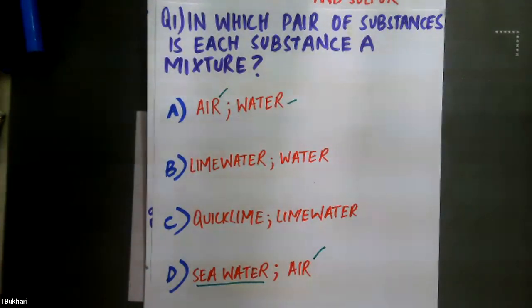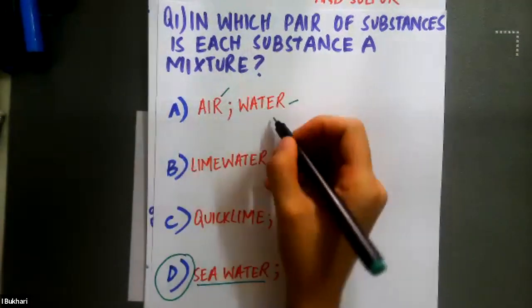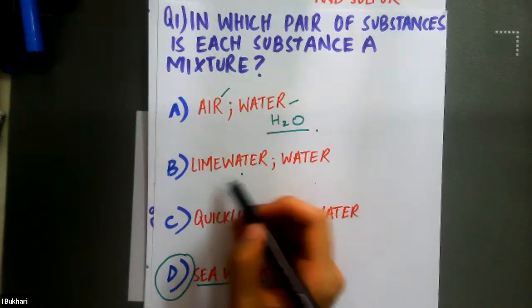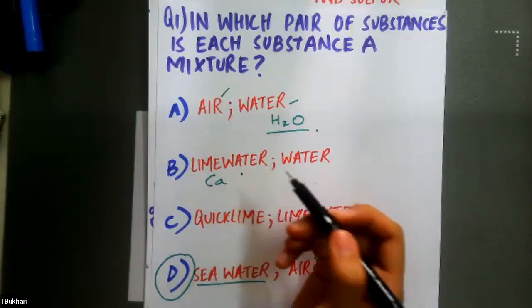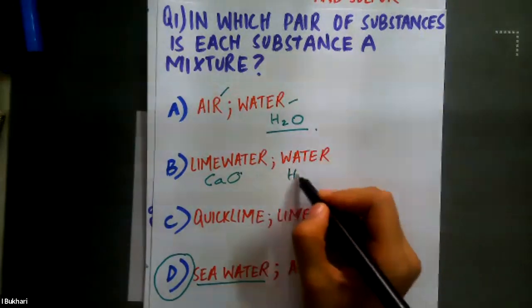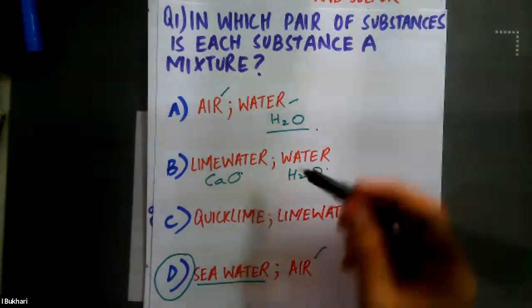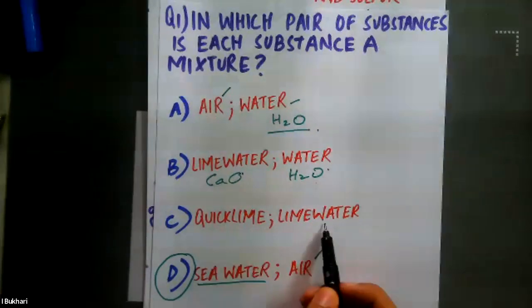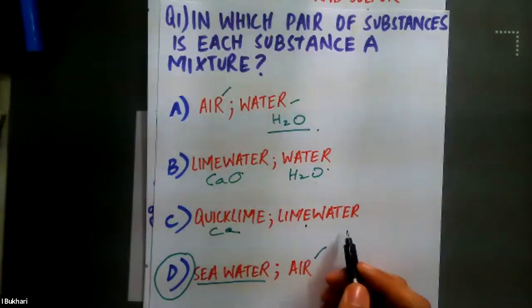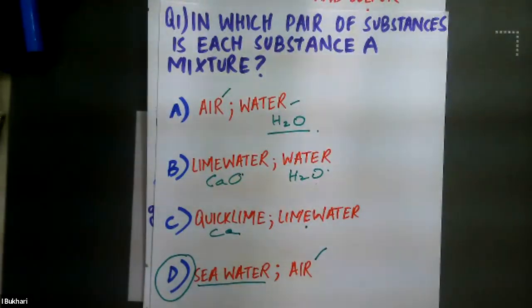Seawater is a mixture. So the answer is D, because air is a mixture, but water is H2O. Lime water is calcium oxide, I guess. I'm not really sure, but this is H2O. So they both are compounds and they're made of one substance each. Same goes for this. This is also a compound of calcium, and this is also a compound of calcium, but these two are mixtures. So moving on to solutions.